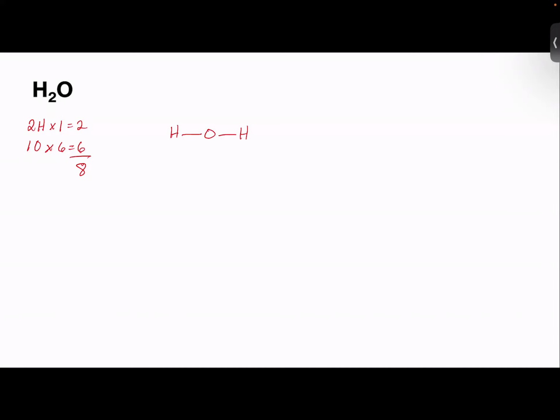And we're going to subtract out the number of electrons that are found in those bonds. So each line represents 2 electrons. We drew 2 lines. So 2 times 2 is 4. So we'll subtract out 4 due to our bonds, leaving us 4 valence electrons still to distribute.